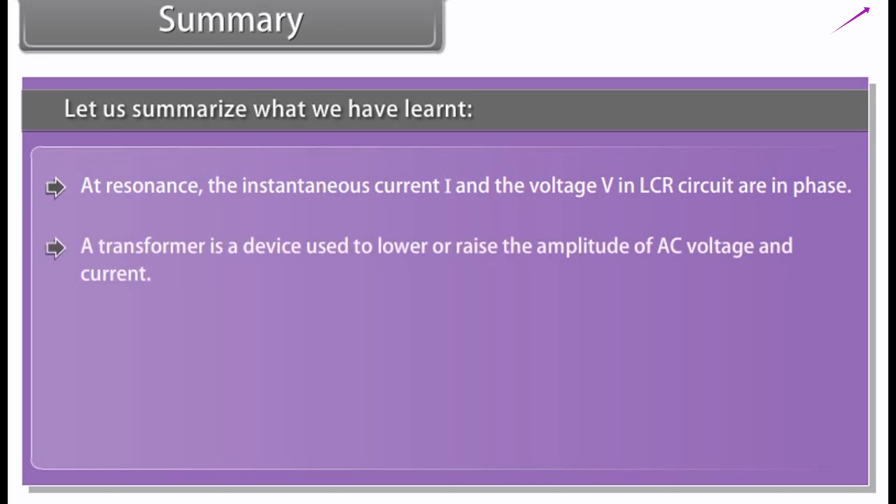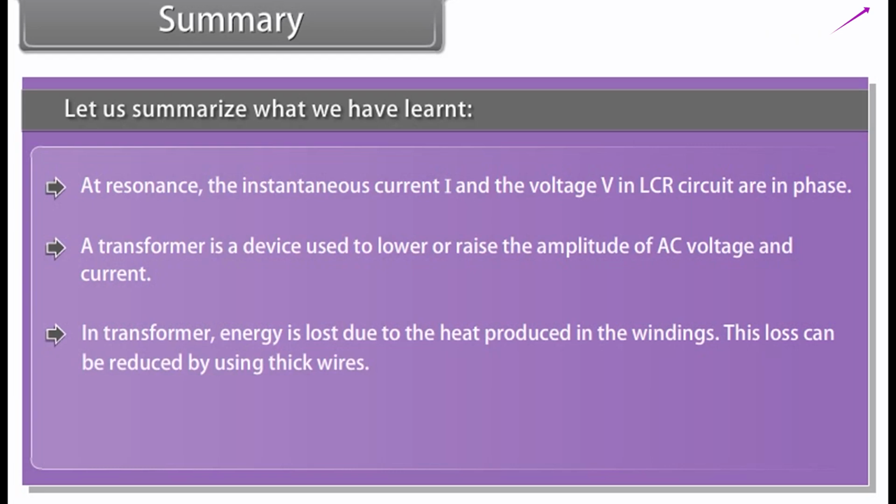A transformer is a device used to lower or raise the amplitude of AC voltage and current. In transformer, energy is lost due to the heat produced in the windings. This loss can be reduced by using thick wires. The use of soft iron core limits hysteresis loss and flux leakage.